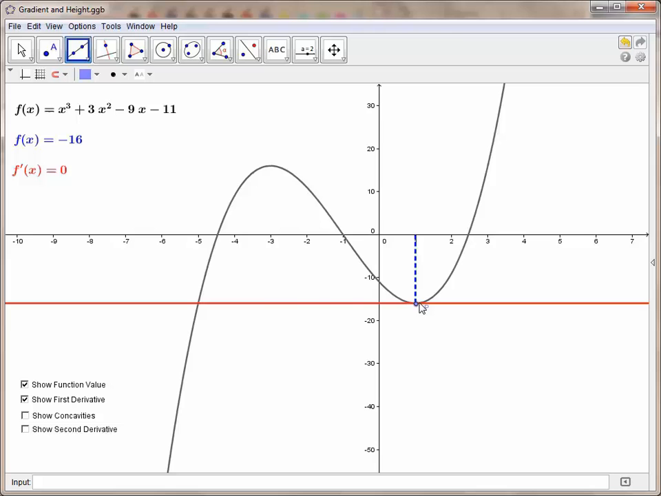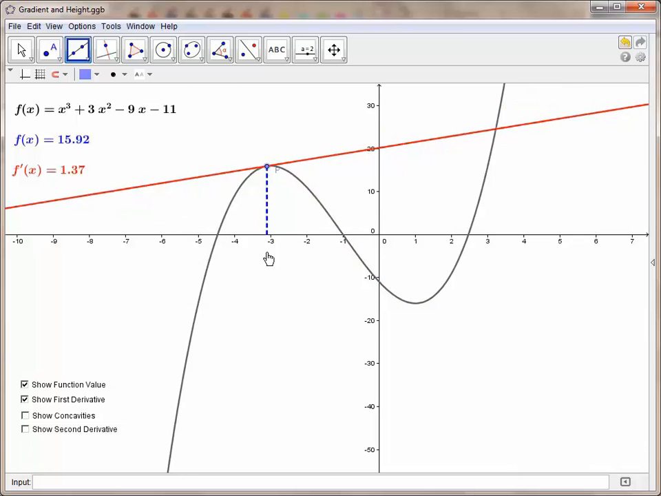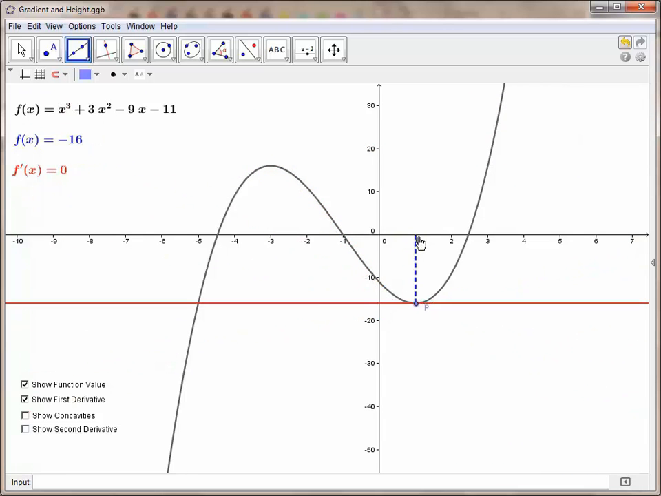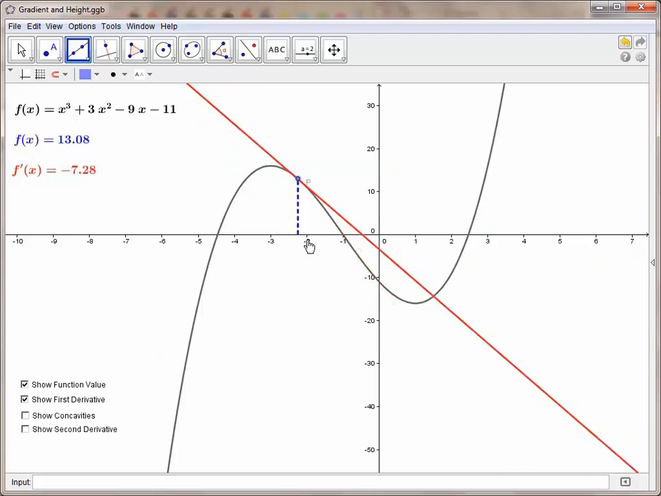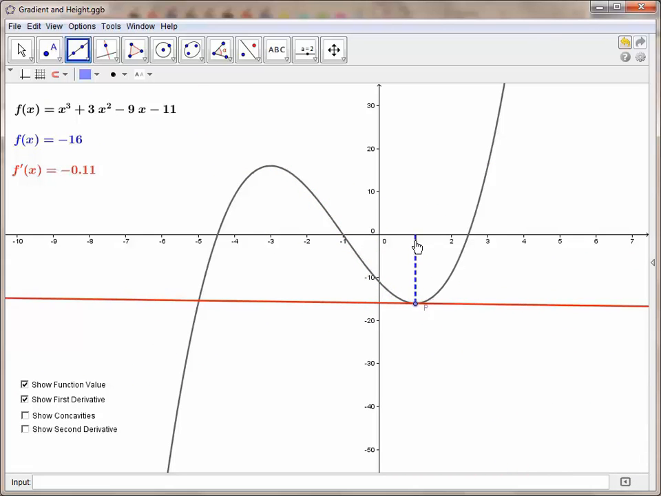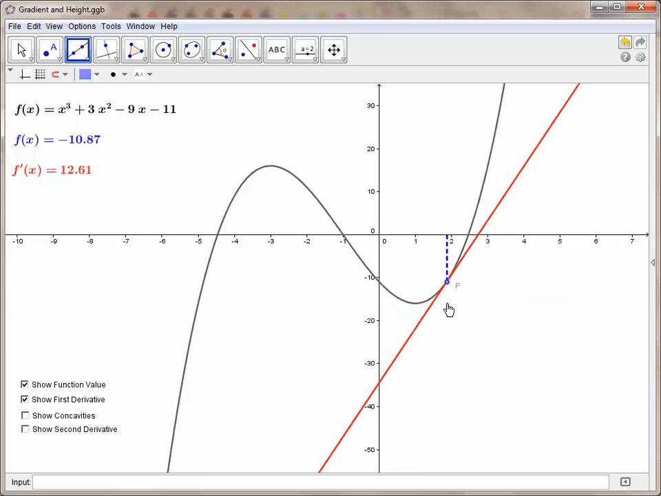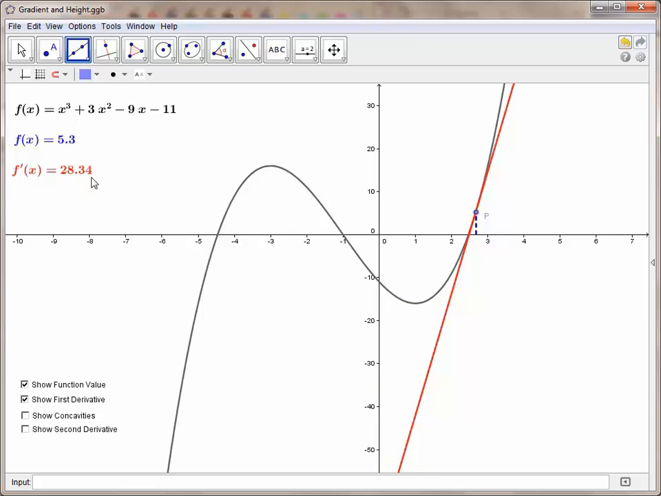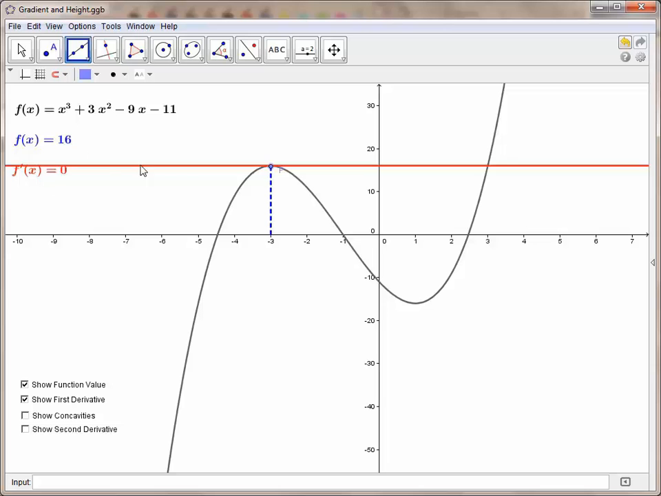Now, a lot of stationary points are either these maxima or minima, but there is a third option that we'll talk about later. But the key thing to take out of this demonstration is that when the first derivative is a positive number, it means this tangent line has a positive gradient. When it's negative, then we have a negative gradient on the tangent line at that point. In other words, the curve is decreasing. And when the first derivative is equal to 0, we have a stationary point. And that's usually a maximum or a minimum.